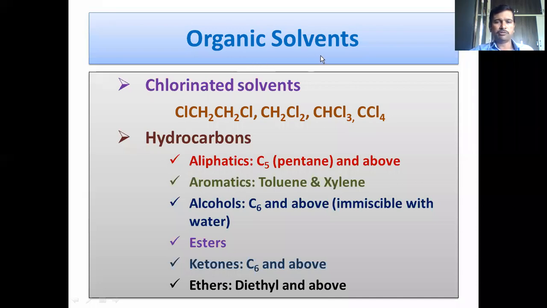So the organic solvents we will use in liquid extraction are chlorinated solvents such as dichloroethane, dichloromethane, chloroform or trichloromethane, and carbon tetrachloride or tetrachloromethane. Hydrocarbons such as aliphatics, pentane and above, aromatics, benzene, toluene, xylene, alcohols, n-hexanol and above, esters, ketones, ethers. All these solvents are put under organic solvents because of their immiscibility with water or aqueous solvent. They are used for the liquid extraction process.